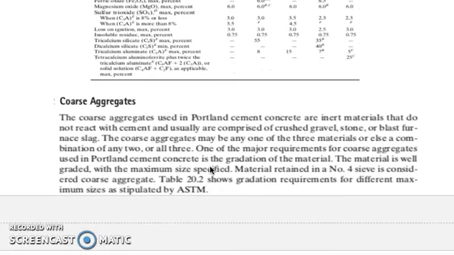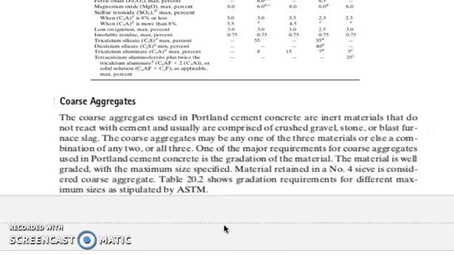Then we have the next material for rigid pavement. We have the coarse aggregates. So the coarse aggregates used in Portland cement concrete are inert materials that do not react with cement and usually are comprised of crushed gravel, stone, and blast furnace slag. So this coarse aggregate can be one of the 3 materials or else a combination of 2 or all 3. So the major requirement for this coarse aggregate used in Portland cement concrete is the gradation of the material.